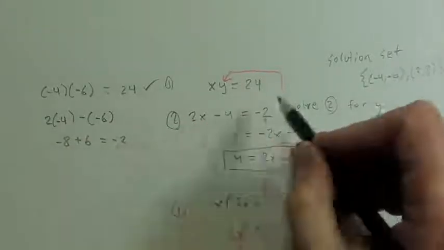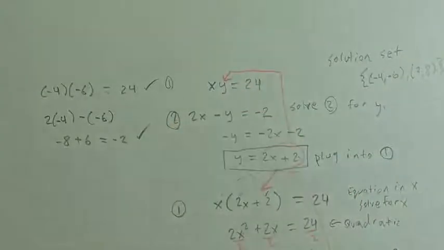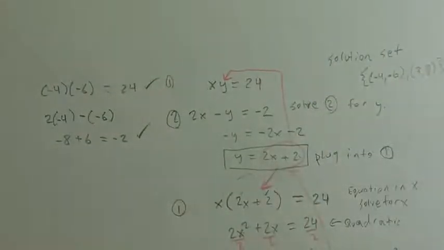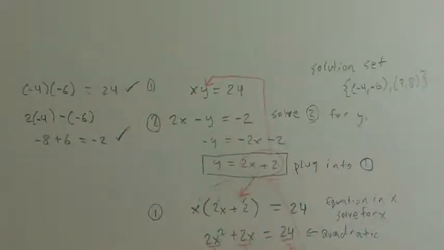It comes out to be negative 2, and there we go. That satisfies 2. So it has to satisfy both simultaneously at the same time. That's what we're trying to find.